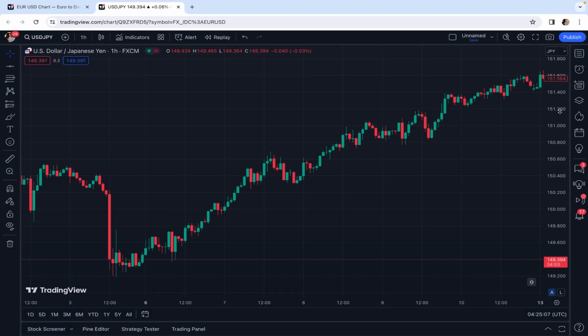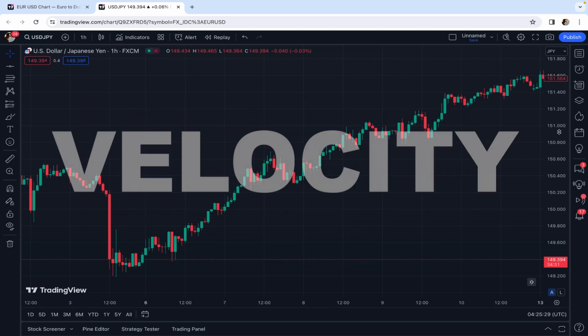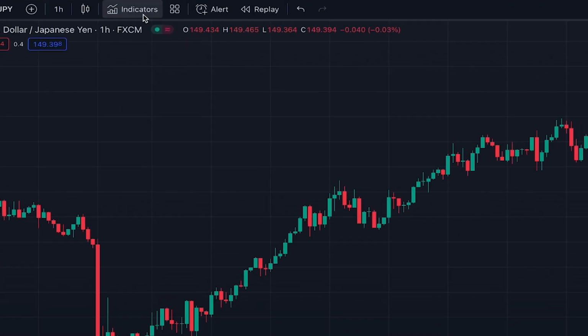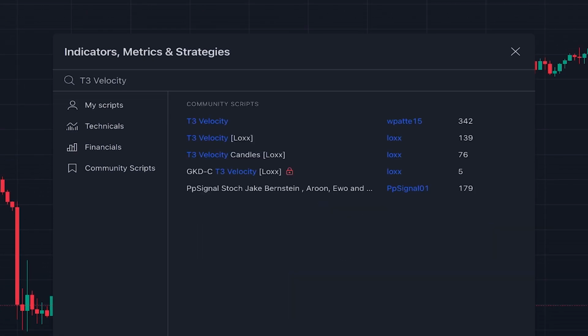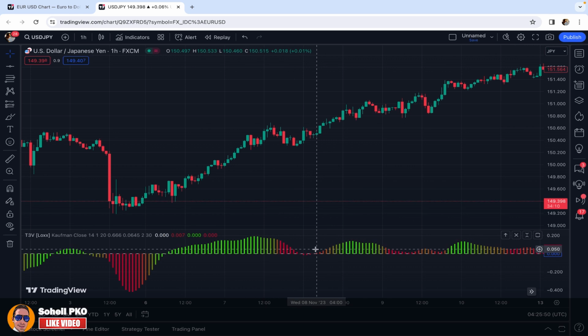In today's video, I want to introduce a powerful indicator on TradingView that helps you to evaluate velocity of price movement. To add this amazing indicator to our chart, here we click on indicators and we search T3 velocity. We add this one, which is written by someone named LOXX. Alright, this is the indicator, and as you can see it is added here below the chart.